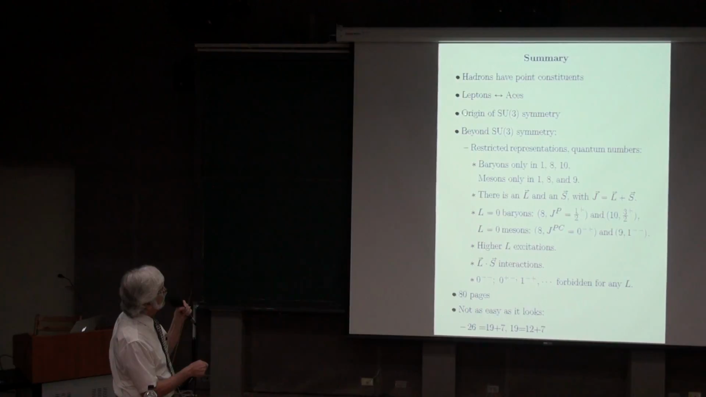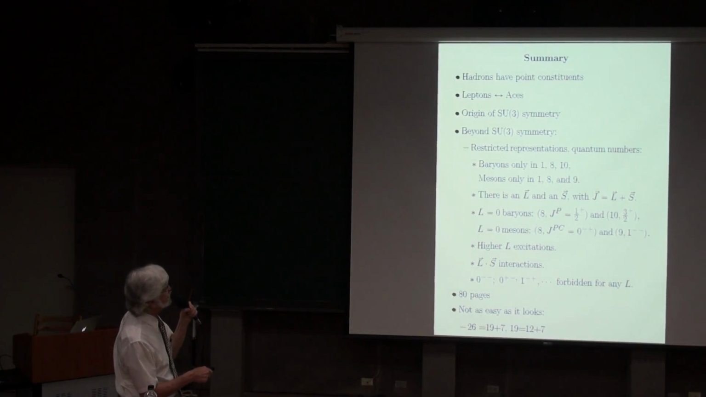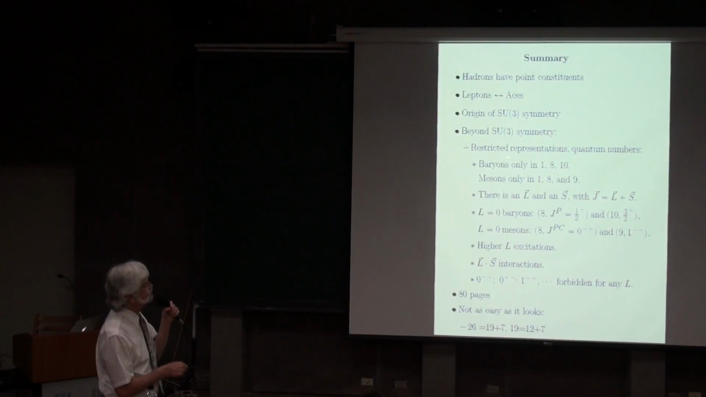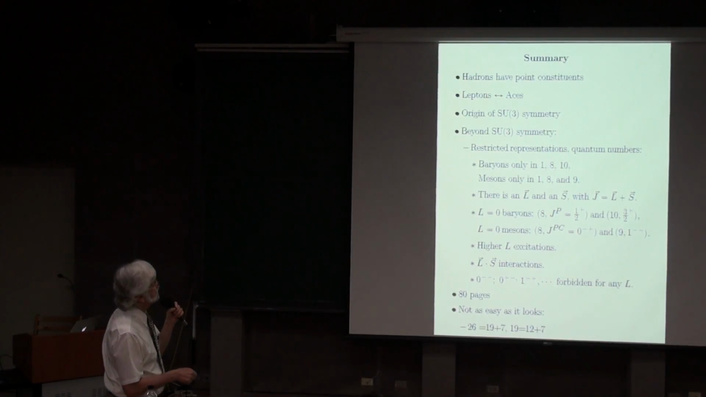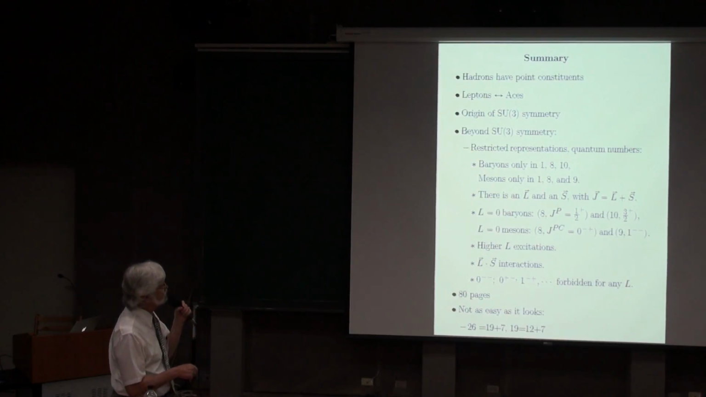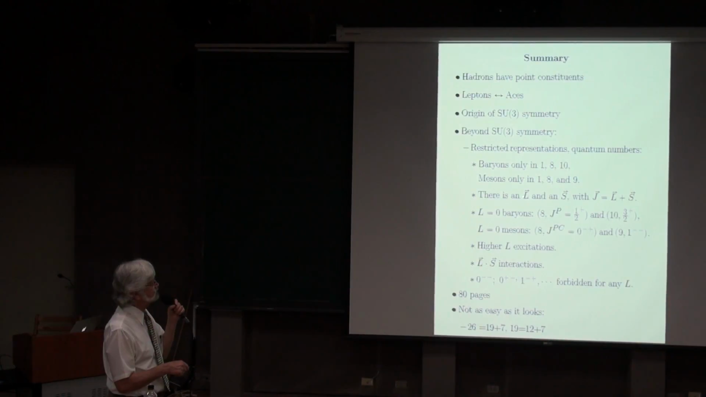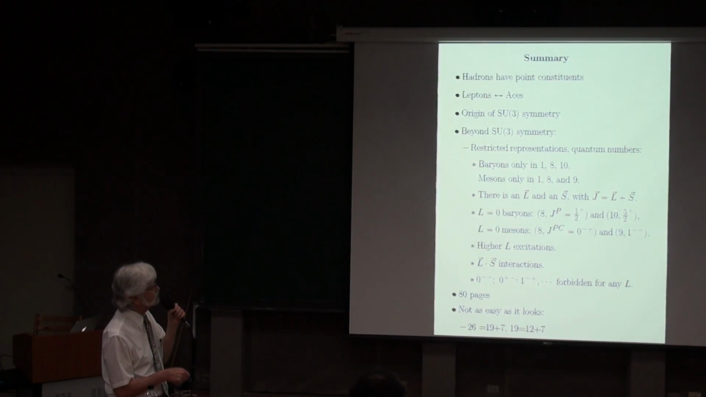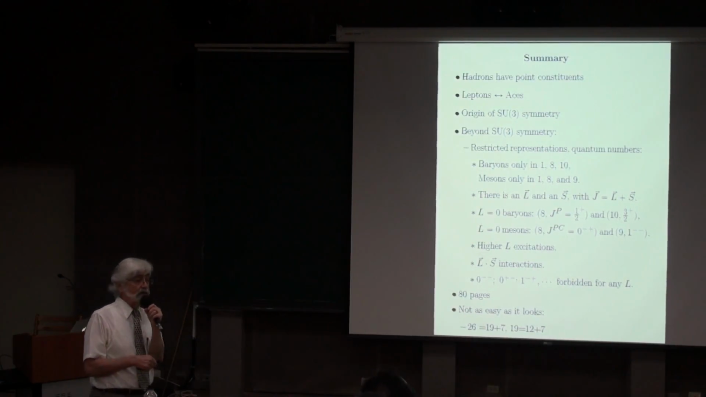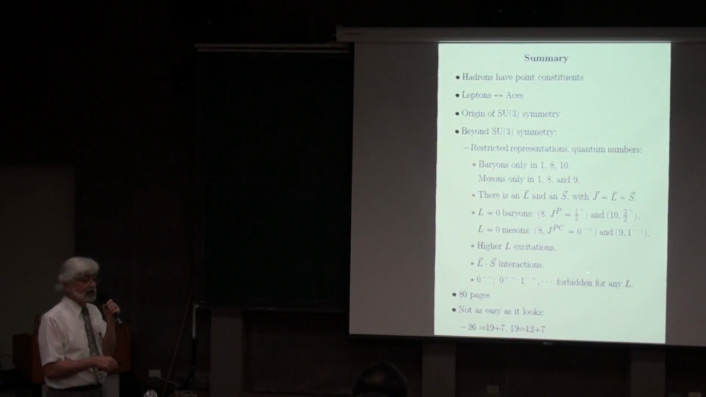So aces were the origin of the SU3 symmetry, but it went beyond SU3 symmetry because it restricted the representations in the quantum numbers. So the baryons came in 1s, 8s, and 10s, and the mesons in 1s, 8s, and 9s. But most interestingly, if you looked at the excited mesons, you could understand their spectrum by saying that they had an orbital angular momentum and also a spin, and then a total angular momentum. And the low-lying L = 0 states are the simple ones that you've seen, but there was also evidence for higher angular momentum excitations, and also evidence for L.S interactions.